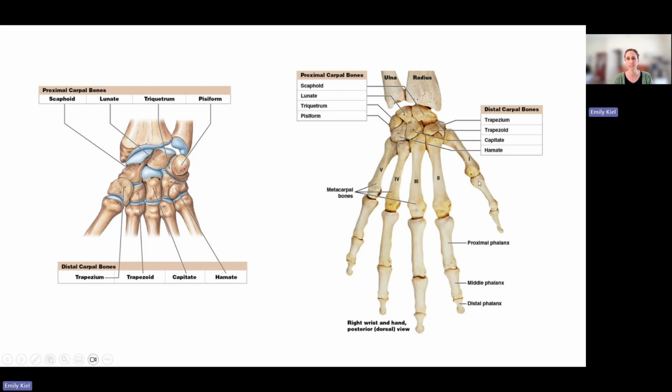Here are your phalanges. We want to know that they're numbered from lateral to medial. So from the hallux and then over to the fifth metacarpal bone. Remember, you've got your metacarpals, your proximal, middle, and distal phalanges.